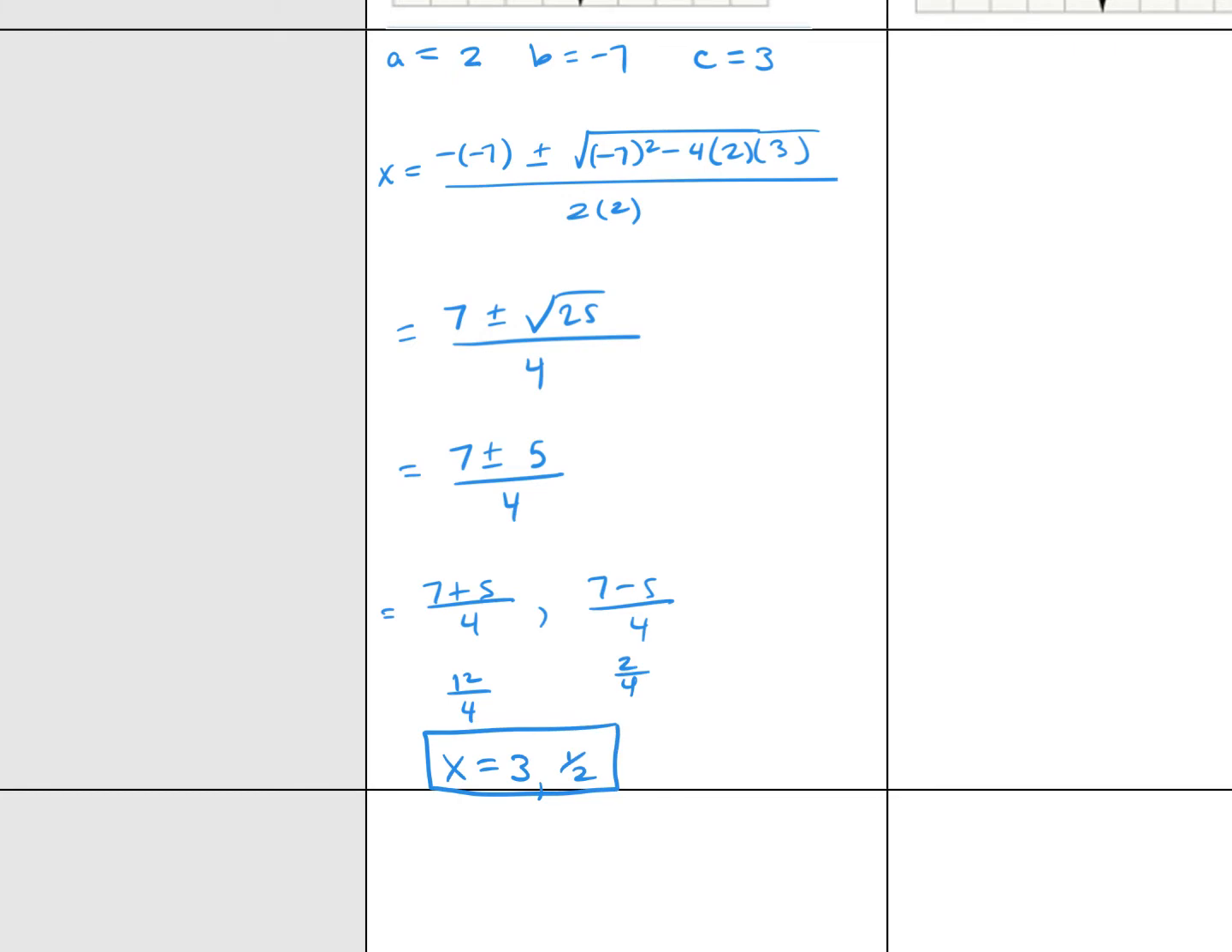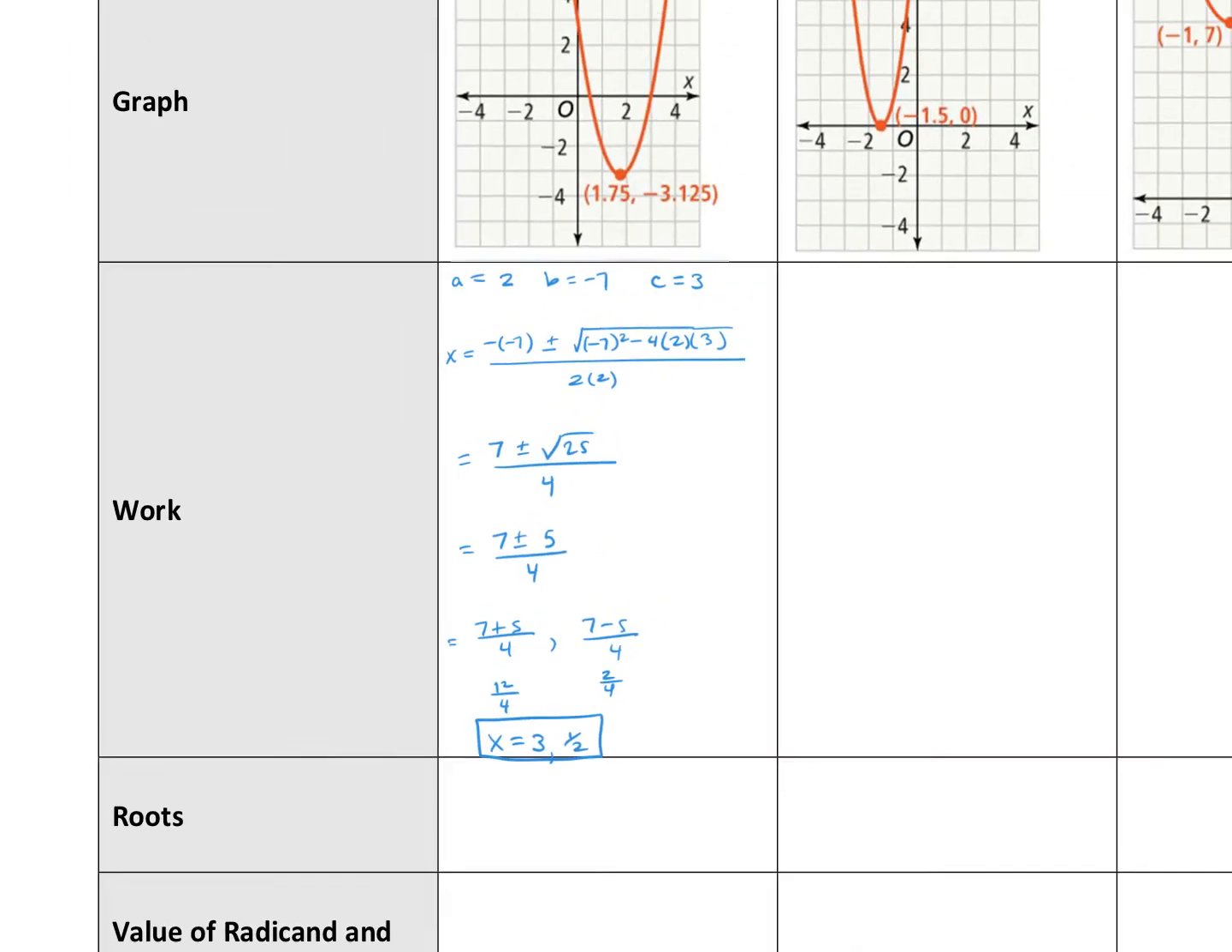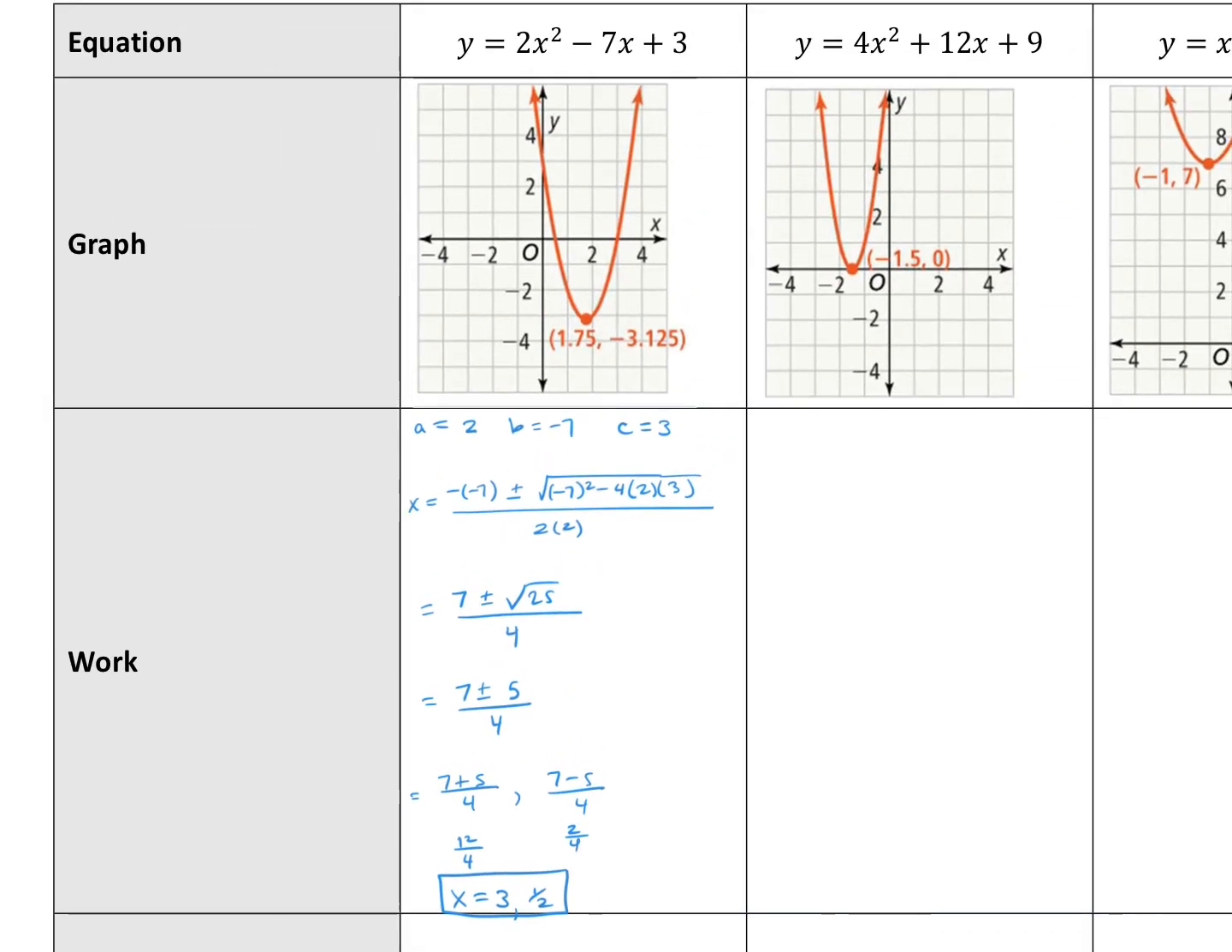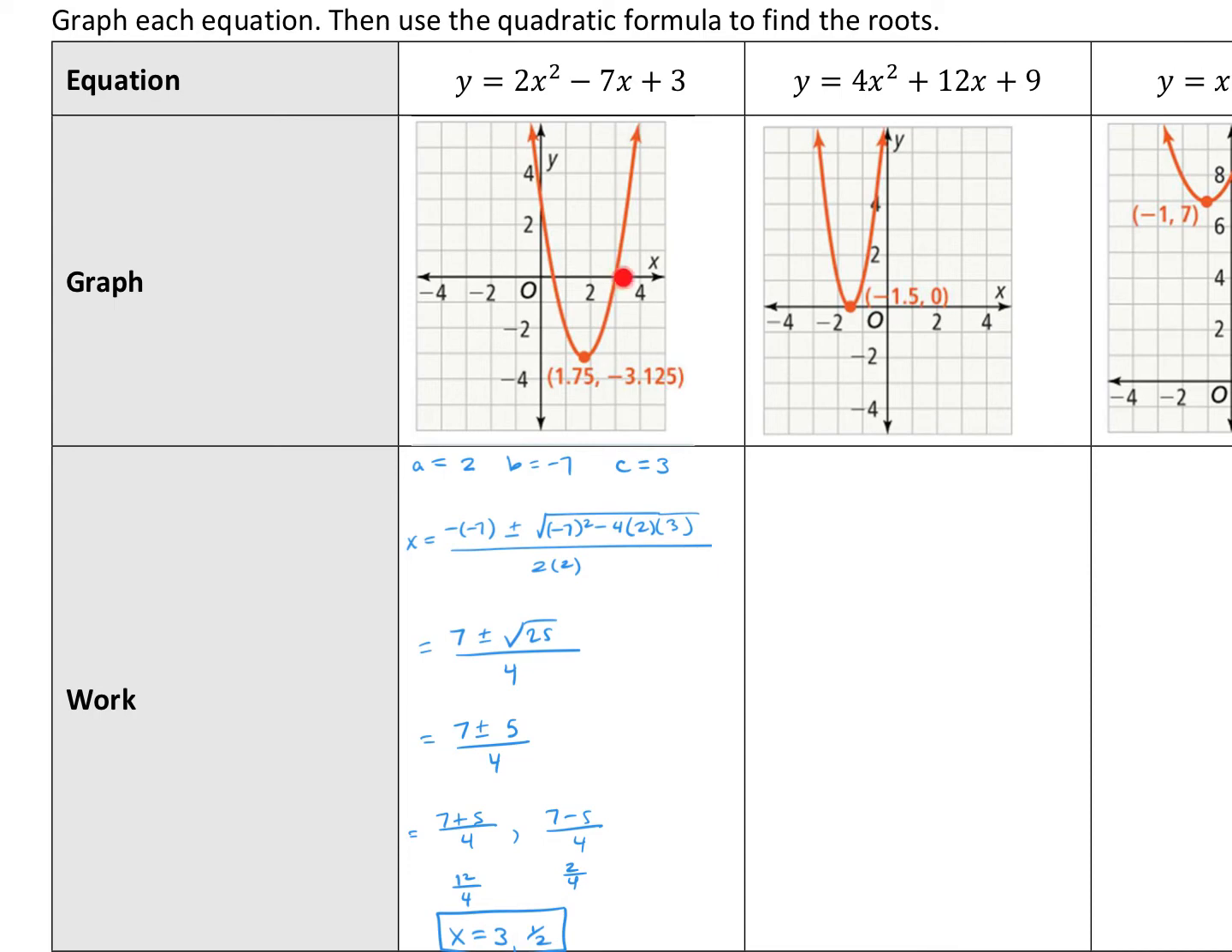If you look at the graph, you can see that we are crossing the x-axis at +3 right here and at +1/2. So that's what we just found, where we're crossing the x-axis. Those are also the roots of the equation, of the function.